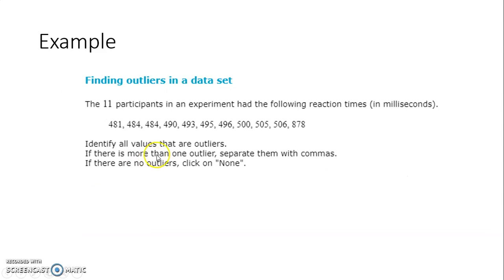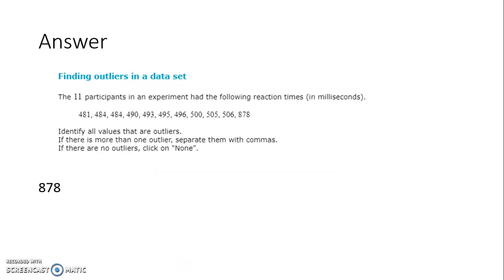Next, here's an example. You can see you've got 11 participants in an experiment for their reaction time. Here is the list of values, and see if there are any outliers. I'm going to pause the video and see if you can figure it out. Okay, so if you look at all of these, they're all pretty well grouped together, 506 and all the way down to 481, all pretty close together. 878 is almost double most of these values, so that would clearly be our outlier.